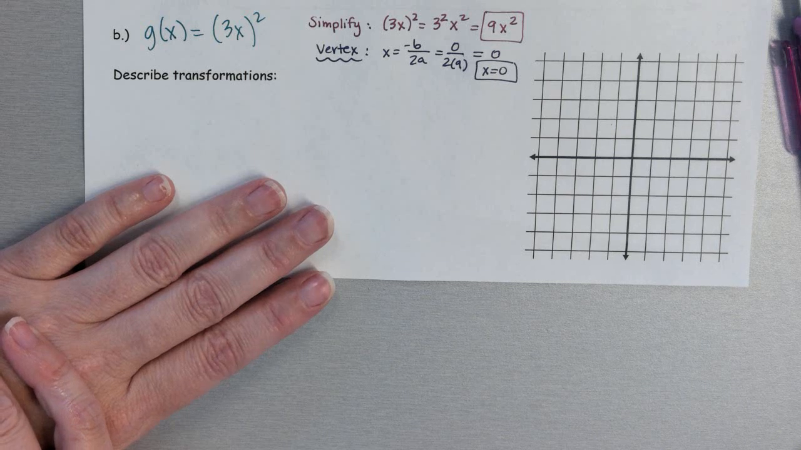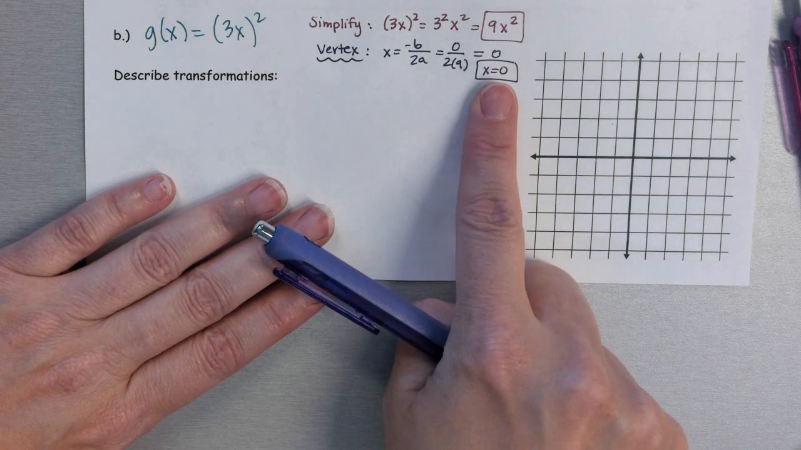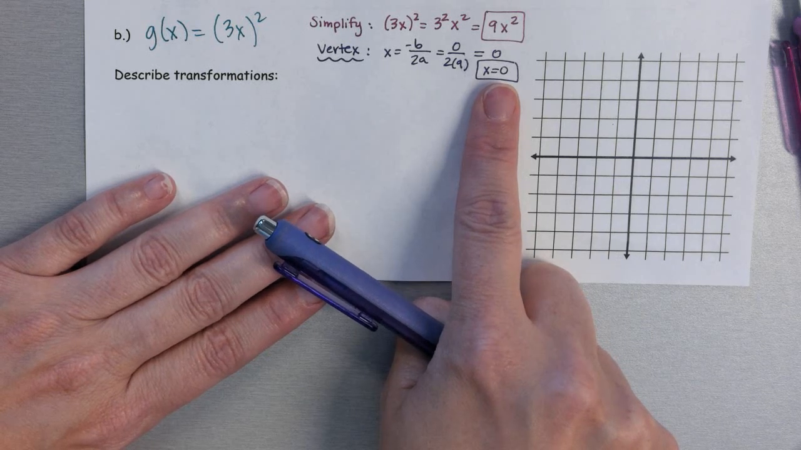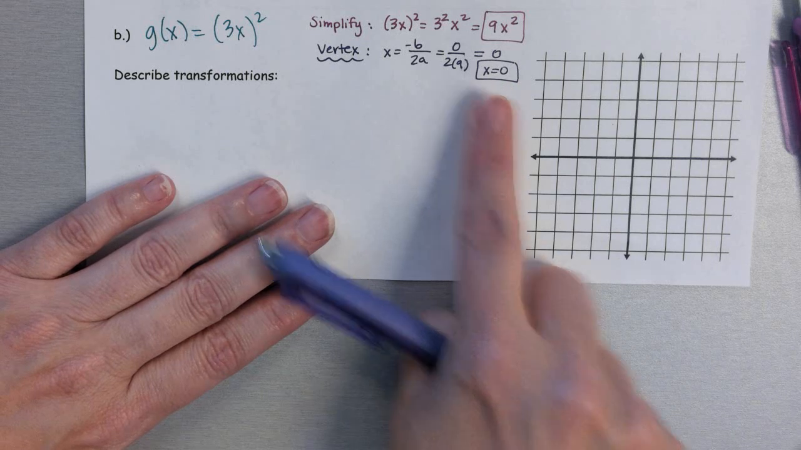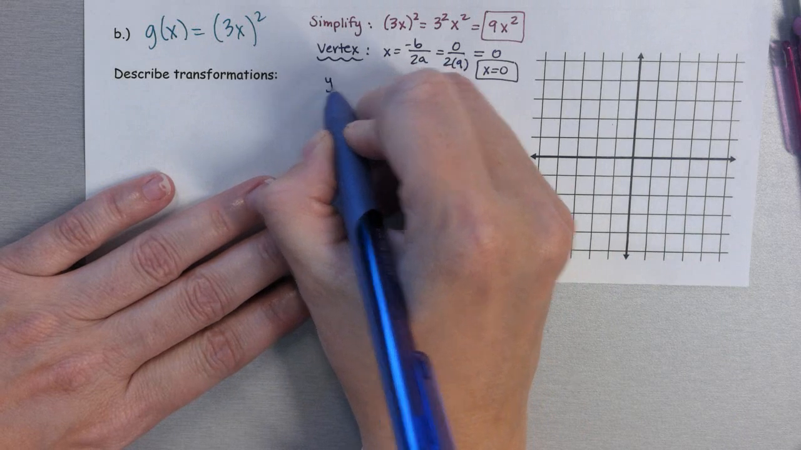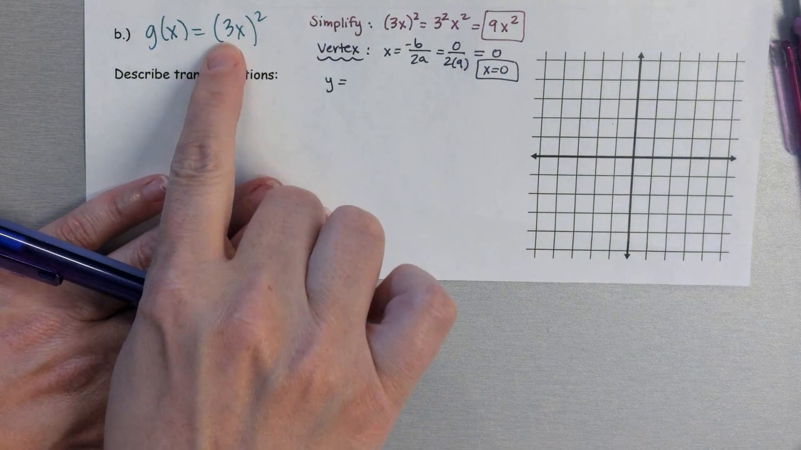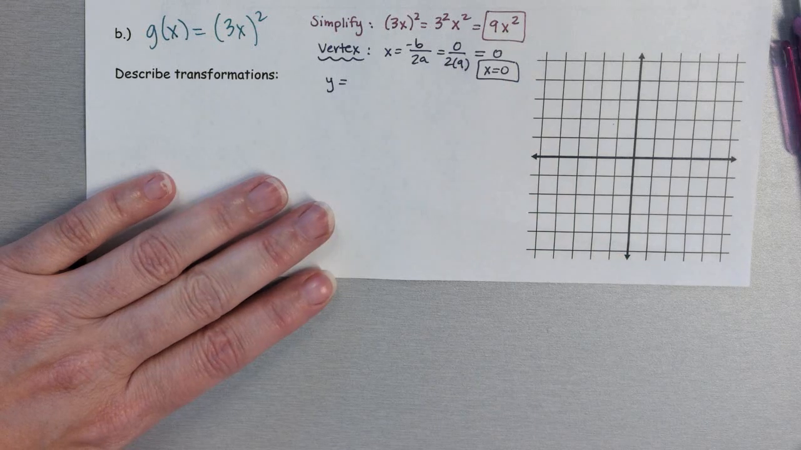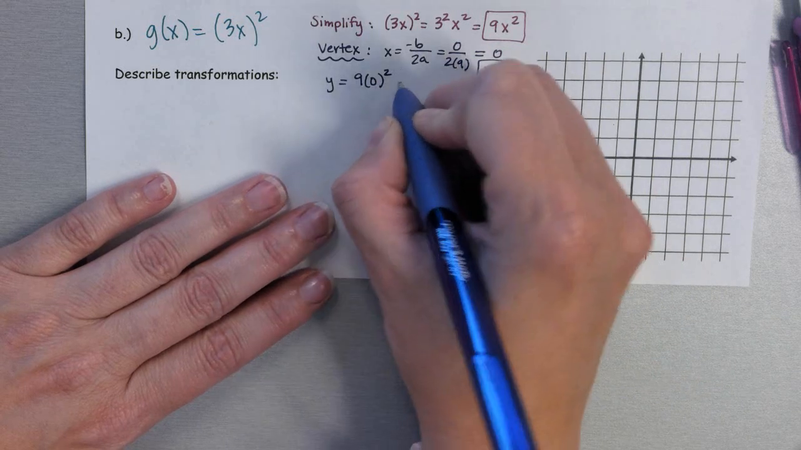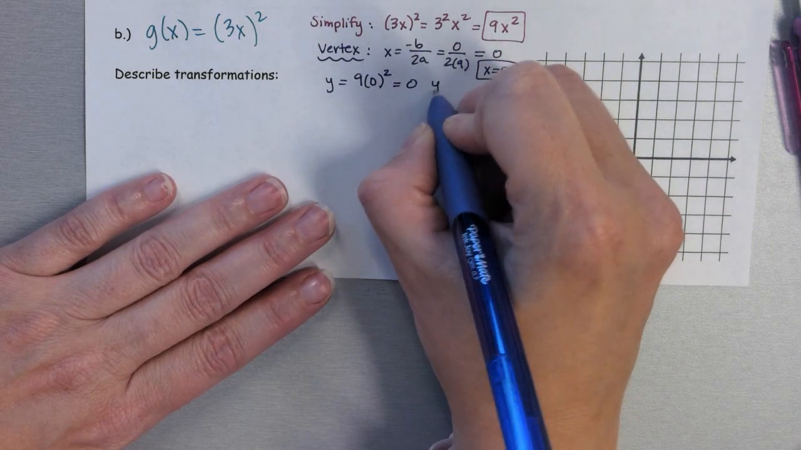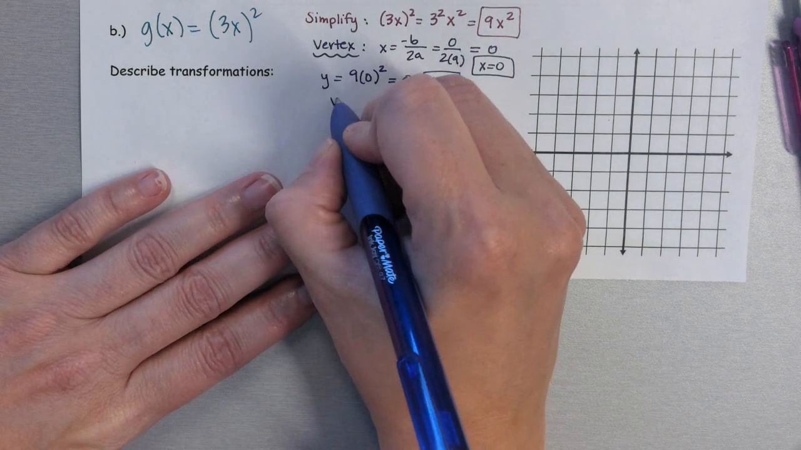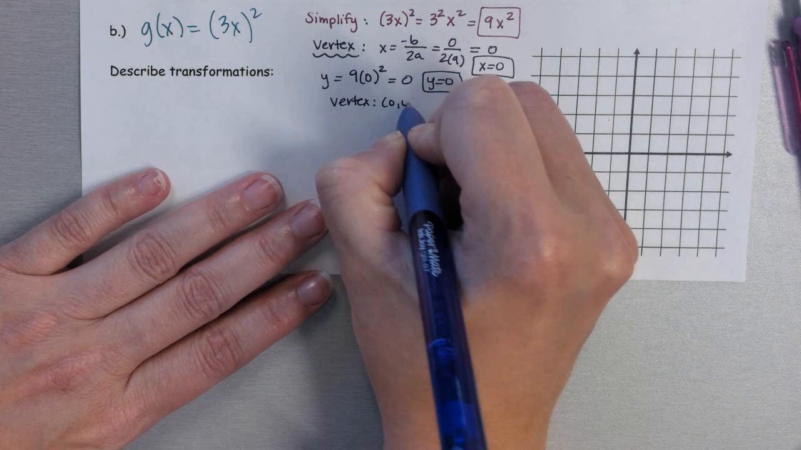And then, Dane, do you remember from yesterday, if I know what my x is, how do I find my y? If not, pass it to Eshe. Yeah, you just plug the x into the original equation, right? Okay, so you can plug it into this one or into the simplified version. Both of them are going to give you the same value. 0 squared is 0. 0 times 9 is 0. Okay, so then my vertex is the point 0, 0.